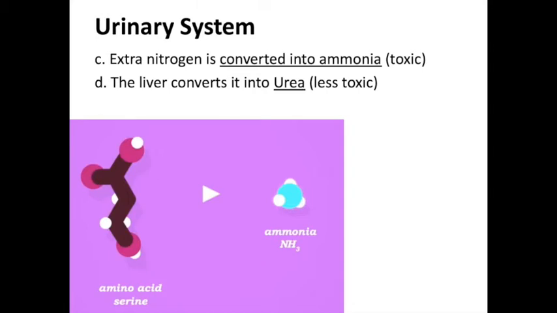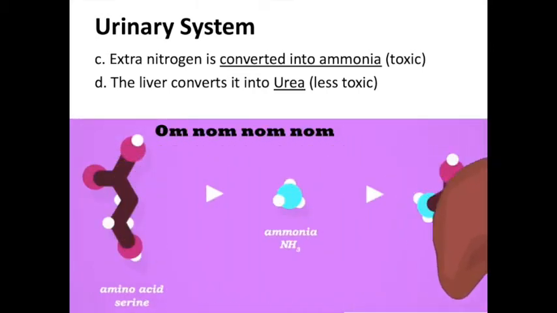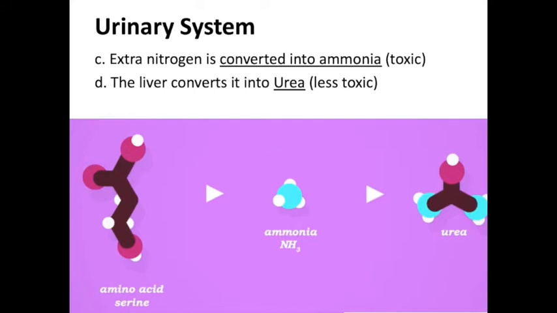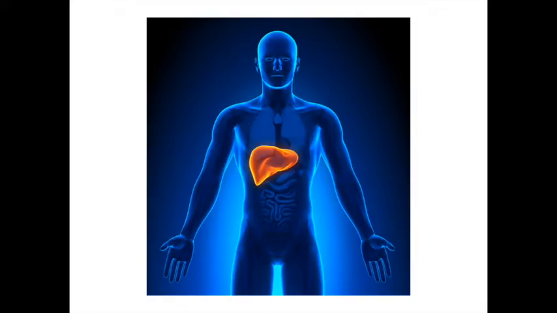Luckily, the liver has a way of converting it into a chemical called urea, which is significantly less toxic. Still toxic, still bad for you, but it's a bad for you that your body knows how to handle. Your kidneys are able to do something with that. They can filter that out. So let's take a look at that liver really quick.